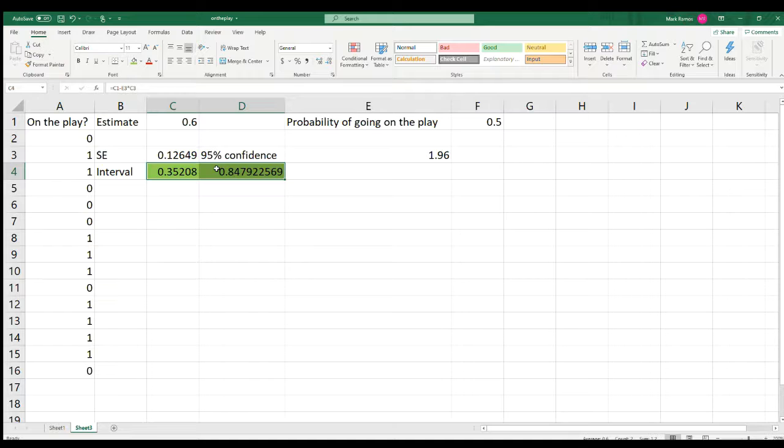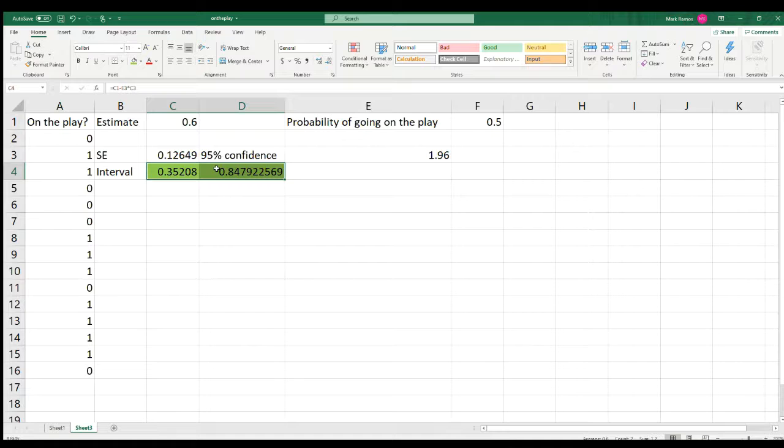However, if we're looking at the interval, it's not a very nice interval. Basically it's telling us that the probability of going on the play can be anywhere between 35% to 84%, which does not help us by much, right? So we need a bigger sample size.